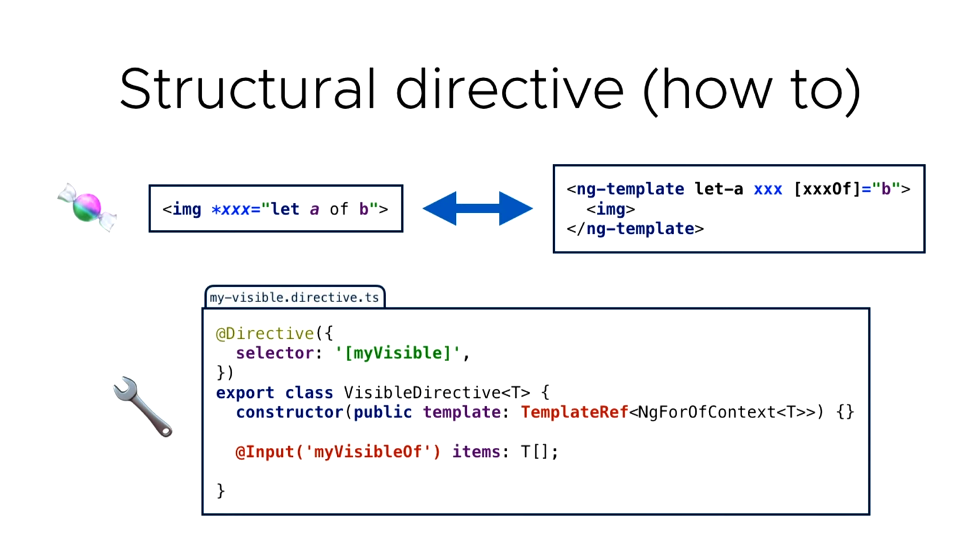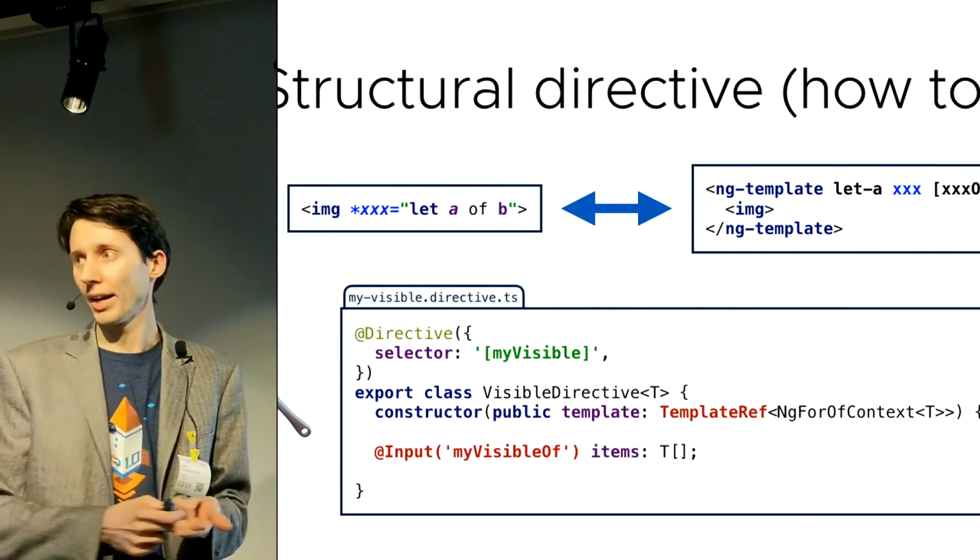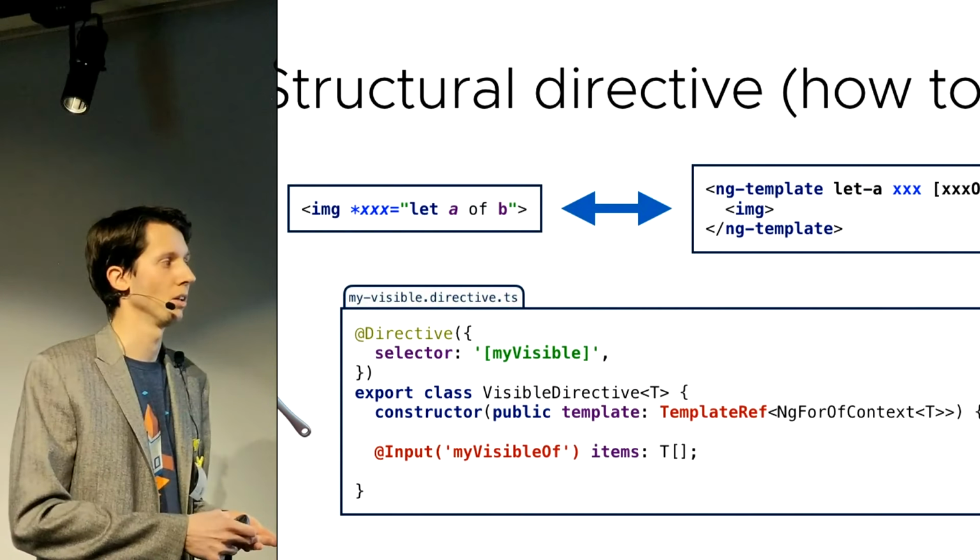Well, if you have your myVisible directive, you just declare an attribute directive like you would do for any other directive. And because it's used as a structural directive, you can inject a template ref in there. Please ignore the other arguments for template refs. You can inject a template ref. So you have your template to stamp. And on top of that, the myVisible of input is the one that receives the full list of items. So here, with my directive, it's just 2 lines. I have my template, and I have my list of all items I want to iterate over in my carousel.